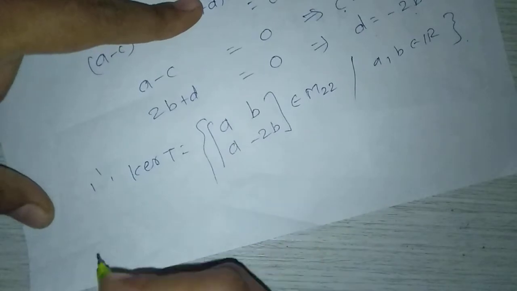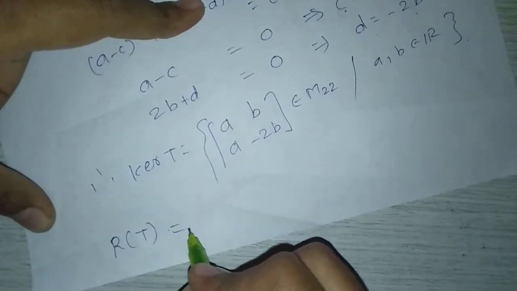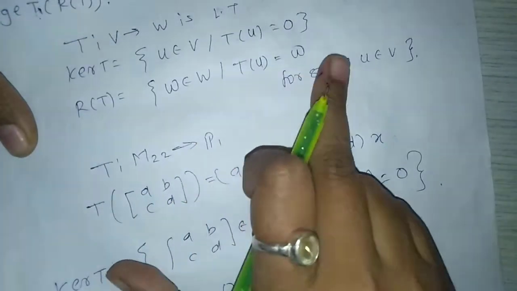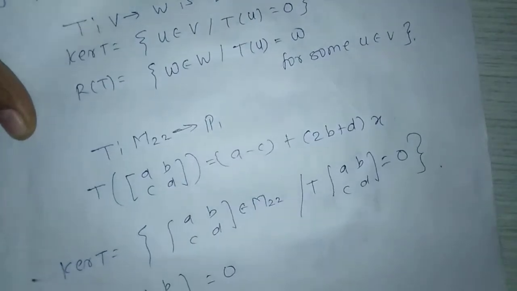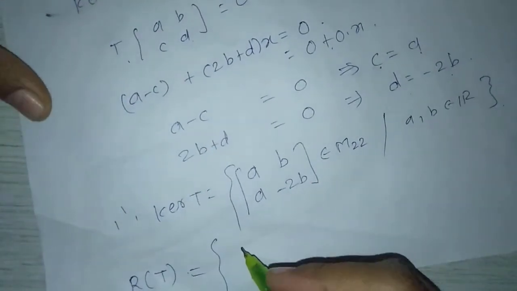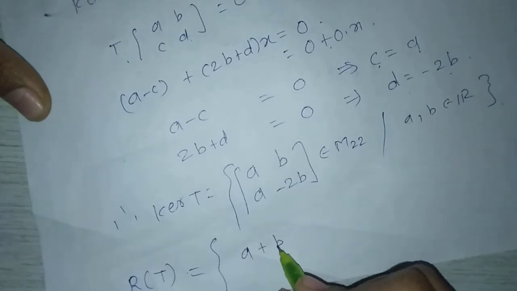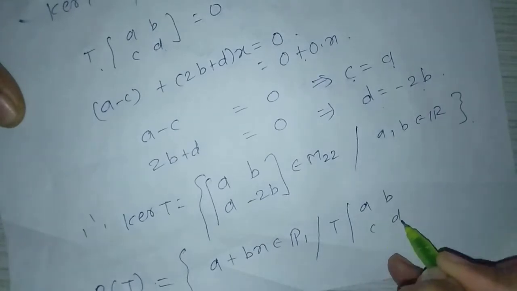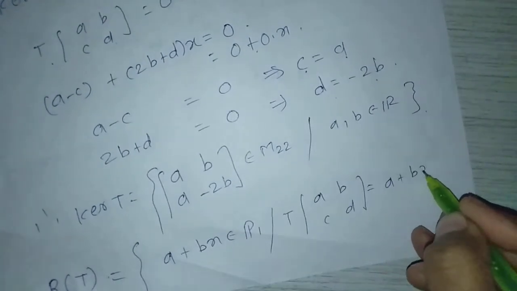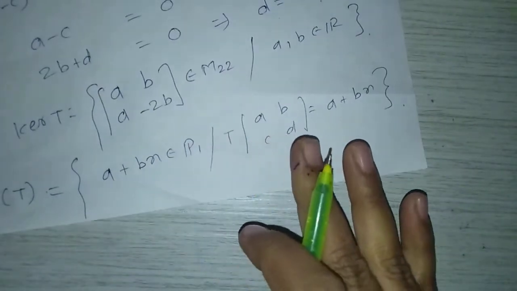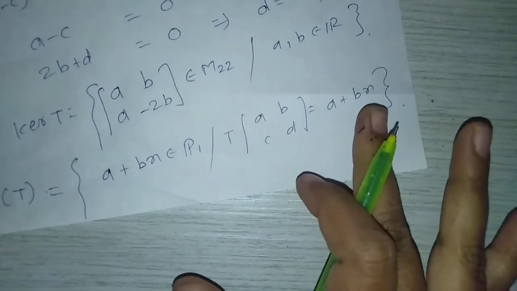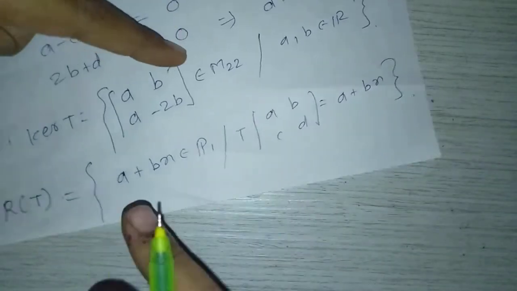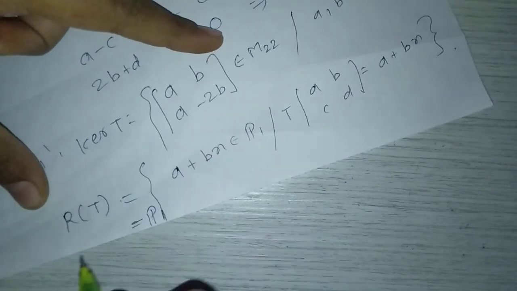And next, range of T. Here range of T means W belongs to capital W such that T of U equal to W for some U belongs to V. Now here some polynomials A plus B into X belongs to P1 such that T of A, B, C, D equal to A plus Bx. So here we take any entry of R, we get at least one polynomial with degree at most 1. So range of T is nothing but the whole P1.